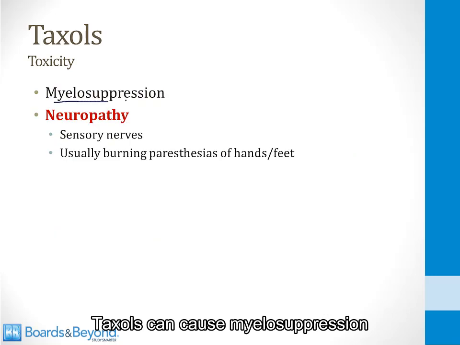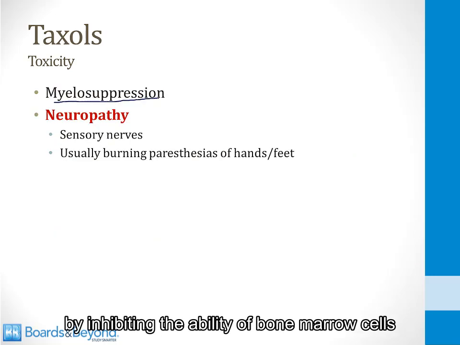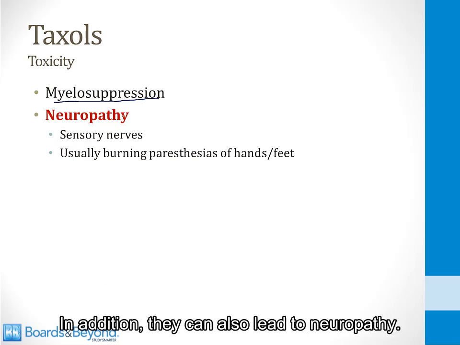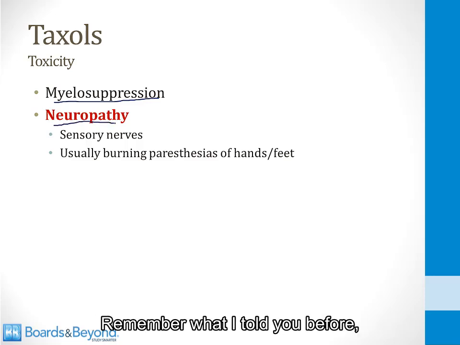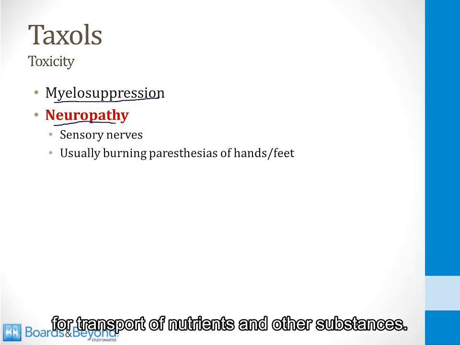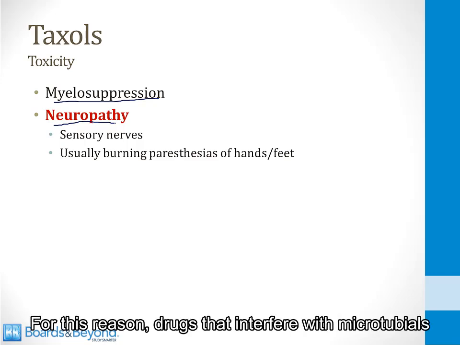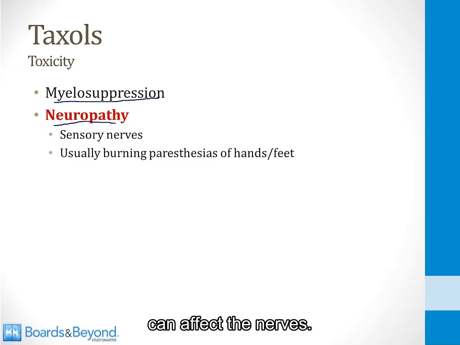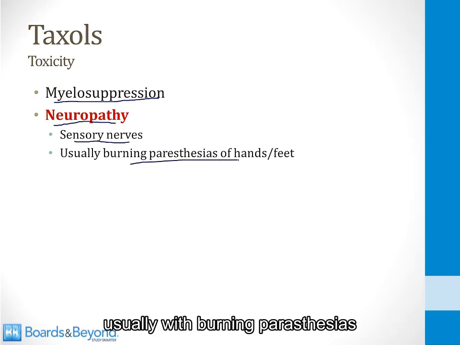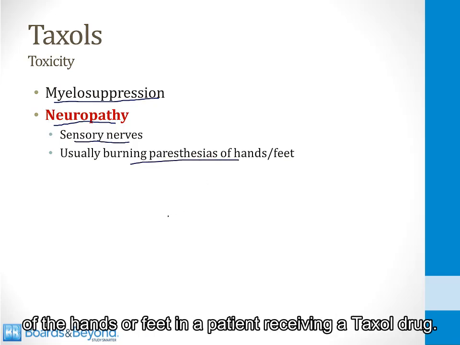Taxols can cause myelosuppression by inhibiting the ability of bone marrow cells to divide and go through mitosis. In addition, they can also lead to neuropathy. Remember what I told you before, axons are very long cellular structures that are heavily dependent on microtubules for transport of nutrients and other substances. For this reason, drugs that interfere with microtubules can affect the nerves. In the case of Taxols, it often presents as a sensory nerve problem, usually with burning paresthesias of the hands or feet in a patient receiving a Taxol drug.